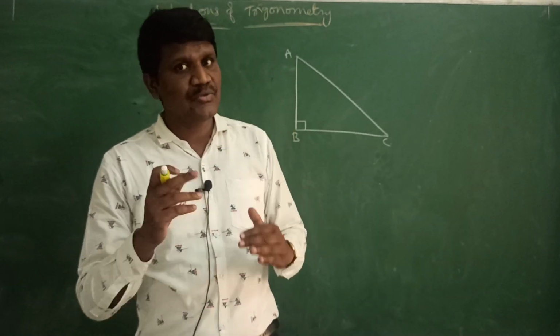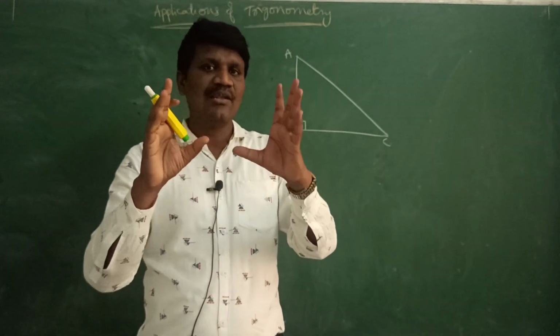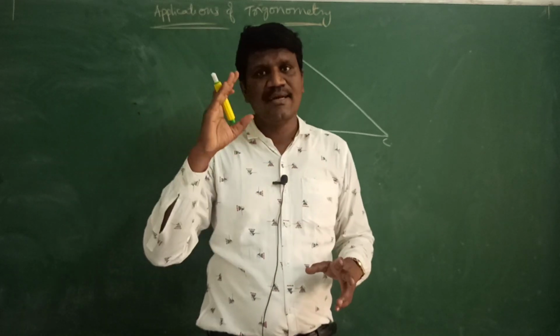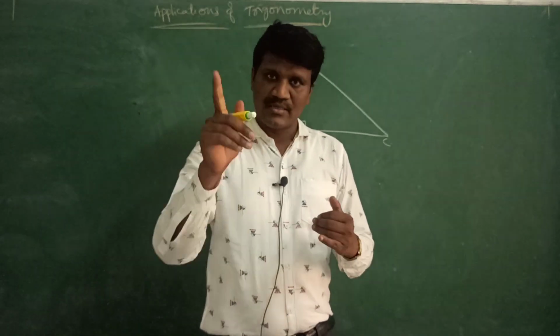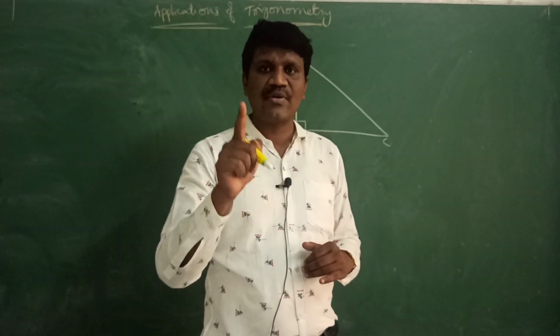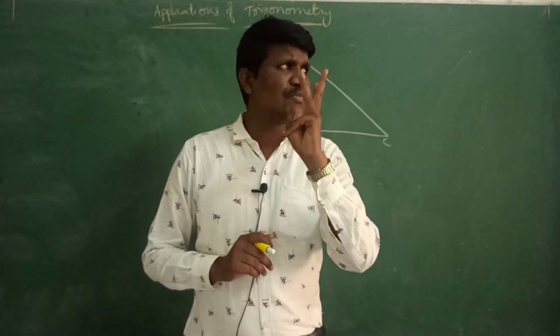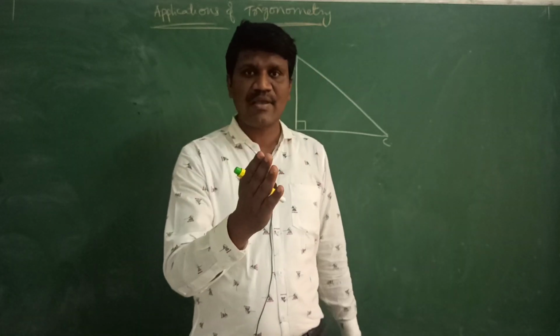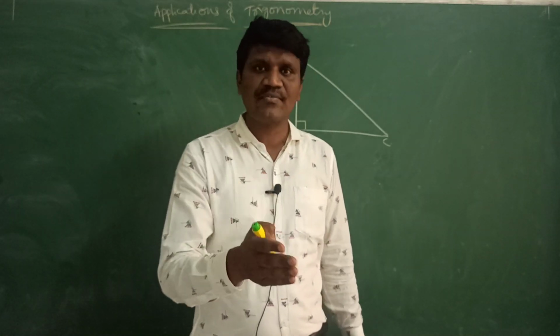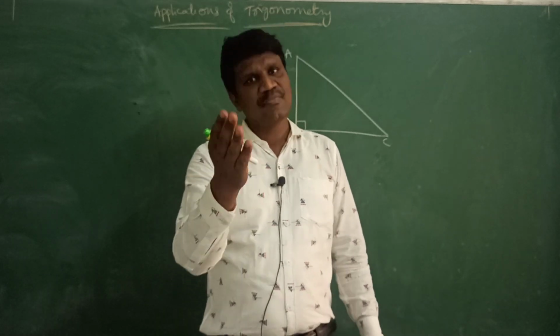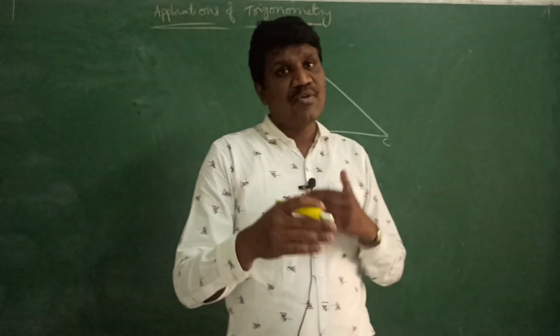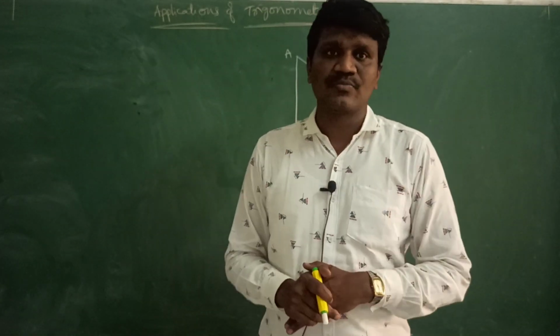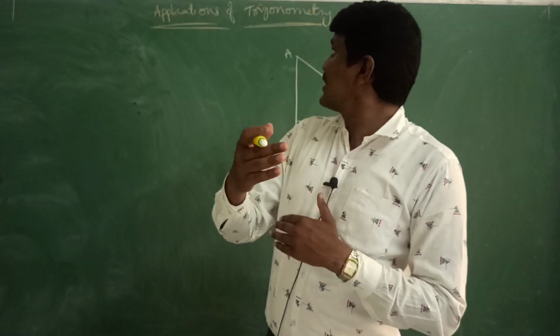The main thing you need to understand is the values you should remember, especially the tan values: tan 30, tan 45 and tan 60. Mostly we will use tan 30, tan 60 and tan 90. Tan 30 value is 1 by root 3, tan 45 value is 1 and tan 60 value is root 3. Like that we also use the sine values. So what we will get, let us see now.